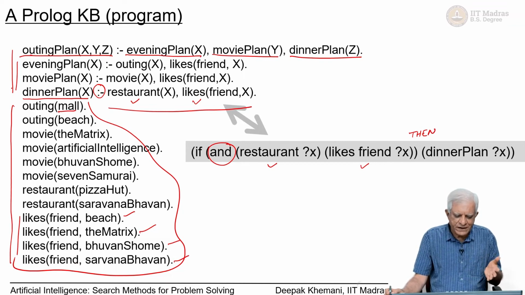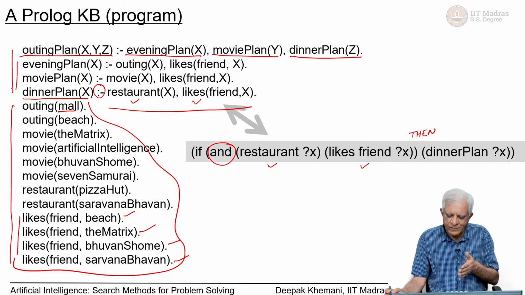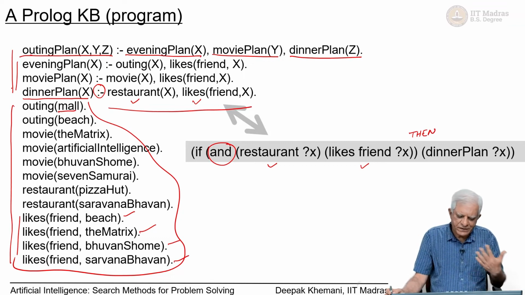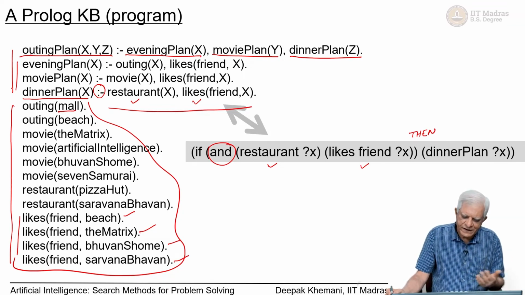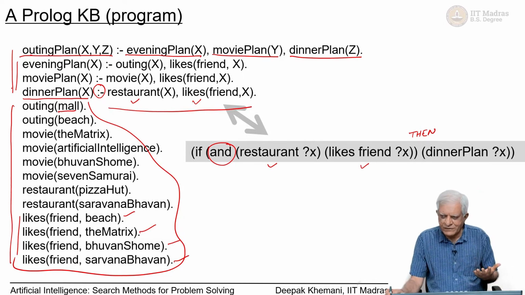So, if you look at the first line, the goal is: do you have an outing plan? And when you go to the right hand side it says that yes, you have an outing plan if you have an evening plan, if you have a movie plan, and if you have a dinner plan. So, it is read in the goal directed fashion, and therefore, Prolog inverts the way that we write rules. The consequent is on the left hand side and the antecedents are on the right hand side. It is because you are going to be searching on consequence, because you are doing backward chaining.